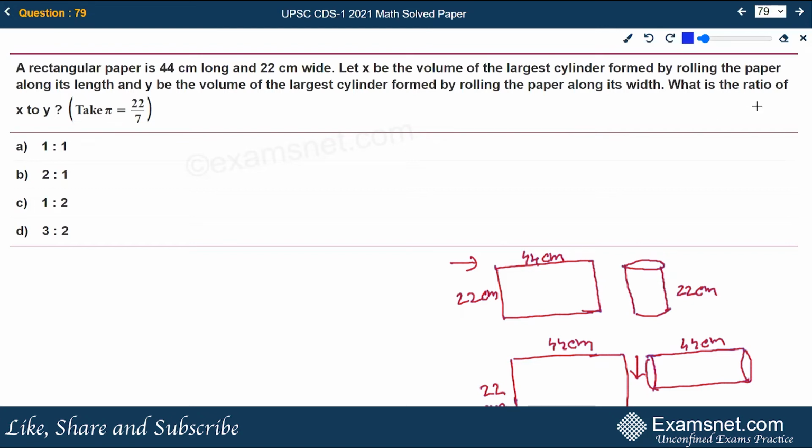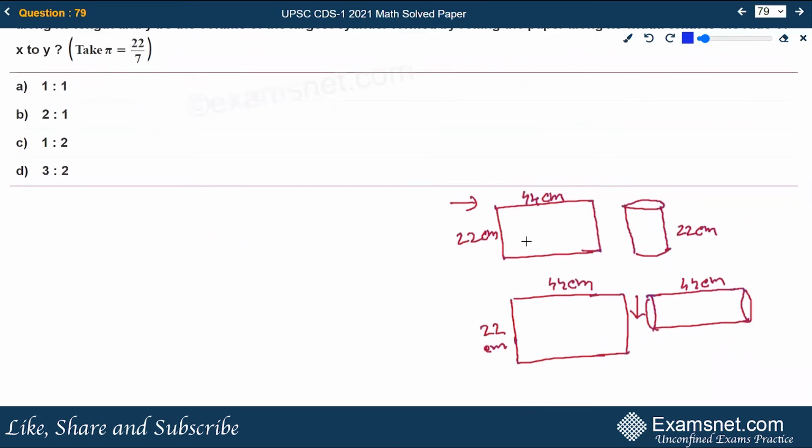So here, this is the rectangular paper. First, I have rolled it along its length. So the perimeter of the base of the circular shape will be equal to 44 centimeter, and its height is 22 centimeter.